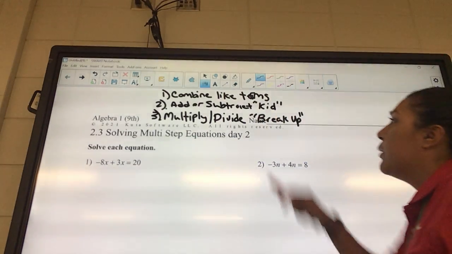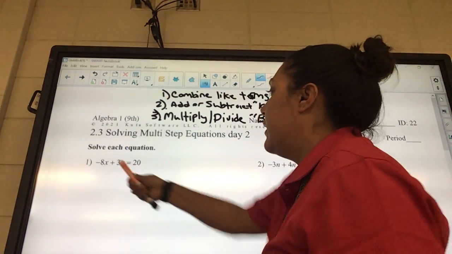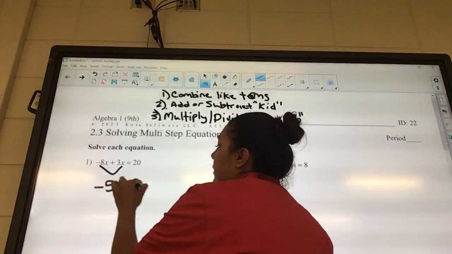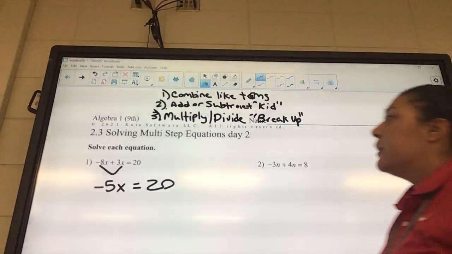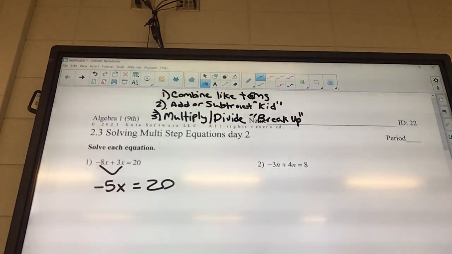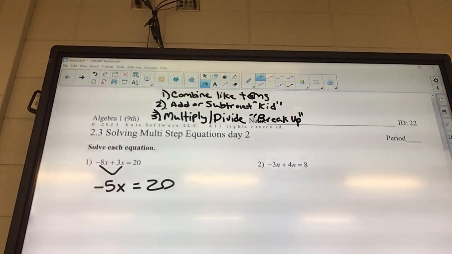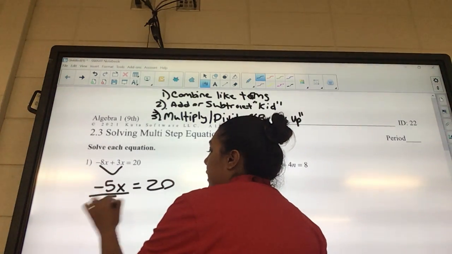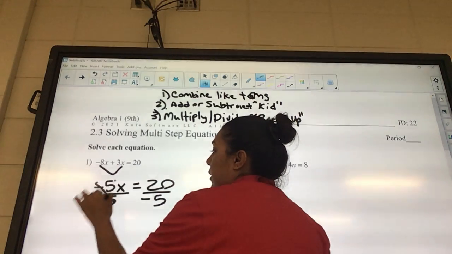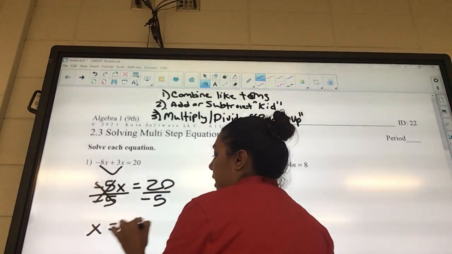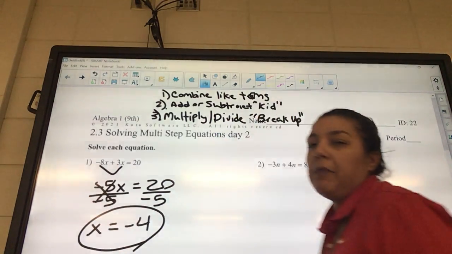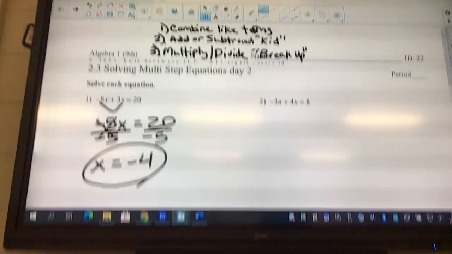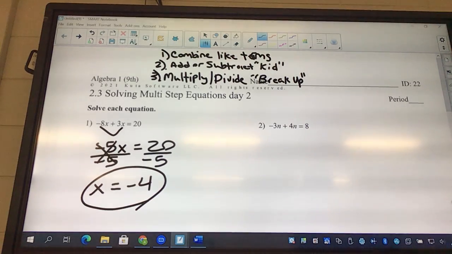So we look and we say, is there anything for us to combine? I've got a -8 and a 3, so I get -5x equals 20. Now we add or subtract the kid. Who's the kid? They don't have one. So our next step is to multiply or divide. We divide by -5, so I get x equals -4. If I'm going too fast, pause the video, okay? It's hard for me to tell how fast to go when it's just me here.